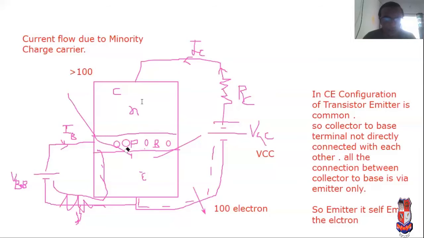Now see here. In the p-type semiconductor, some electrons are present. See this electron. And here in the n-type semiconductor, some holes are present. These are known as minority charge carriers. See this hole. Now hole and electron can combine with each other, this hole and this electron.